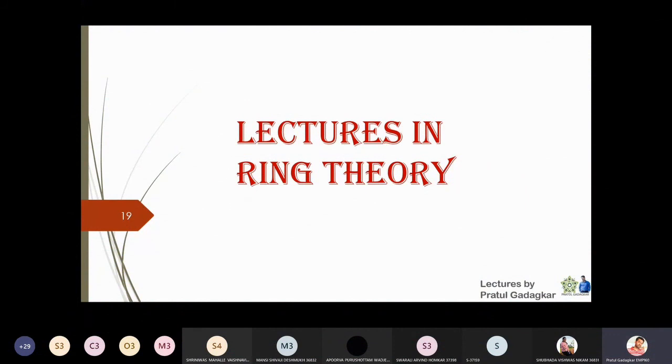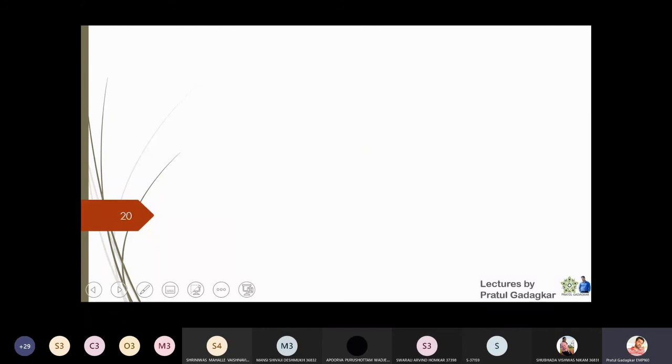Okay, so in today's lecture, we are going to discuss the next topic of ideals, which is called maximal ideals. These are important ideals in a ring. In this lecture, we will try to talk about maximal ideals, and if I get time, I will also talk about prime ideals. These are two important types of ideals that we will look at. Okay, so let us focus on the maximal ideals first.